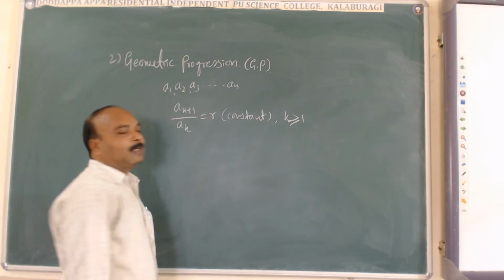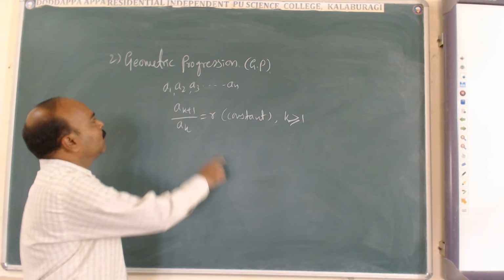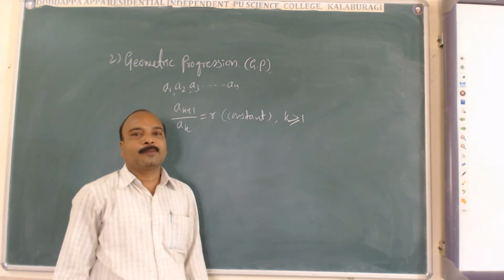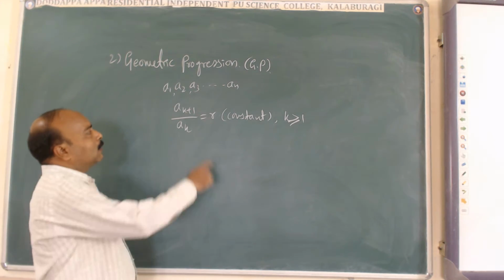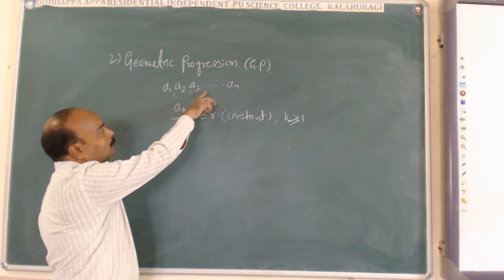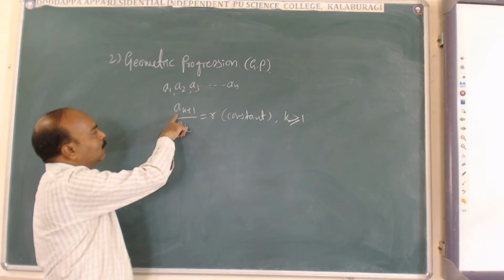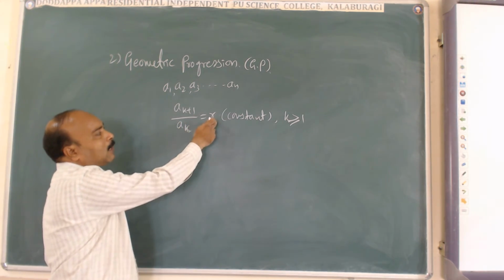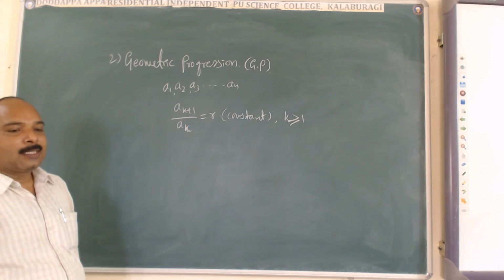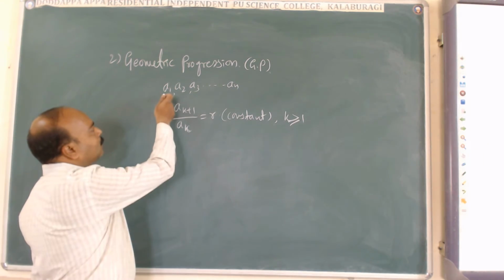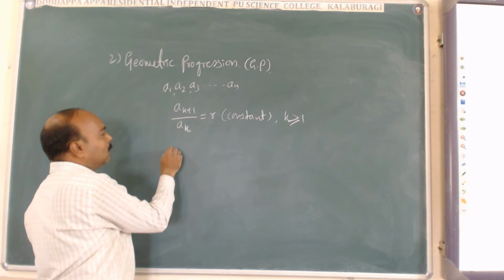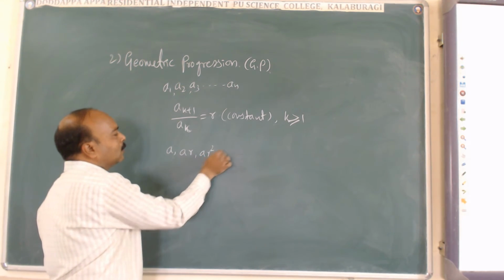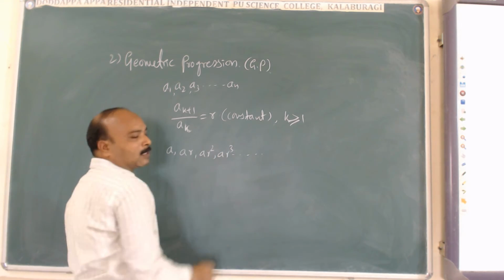geometric progression. A sequence of numbers a1, a2, a3 up to an are said to be in geometric progression, provided that every term is not equal to 0 and a(k+1) by ak must be equal to r, where r is a constant. In general, if we take a1 as a, then we write the geometric progression as a, ar, ar square, ar cube, and so on.